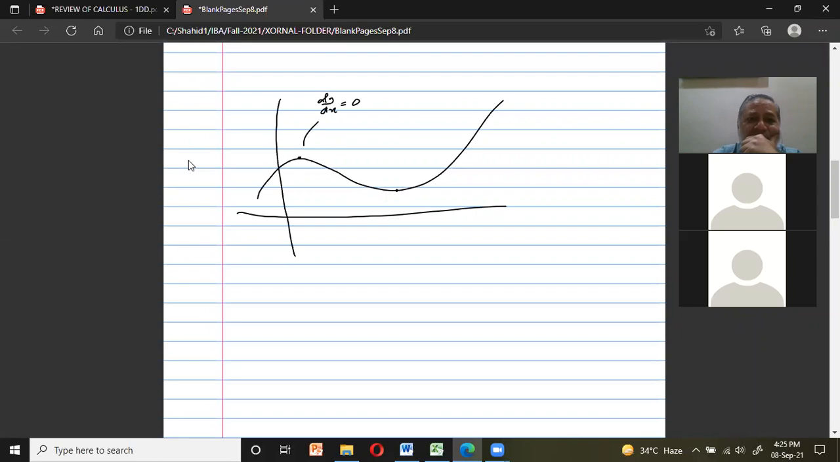Now, if someone is wondering why dy by dx is 0 here, because if I draw a tangent at this point, this is horizontal, and that means slope is 0. Minimum stationary point. Somebody said that this is minimum stationary point. That means this is also a point which is stationary.